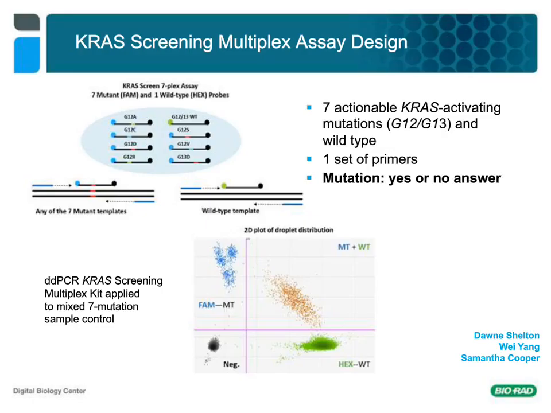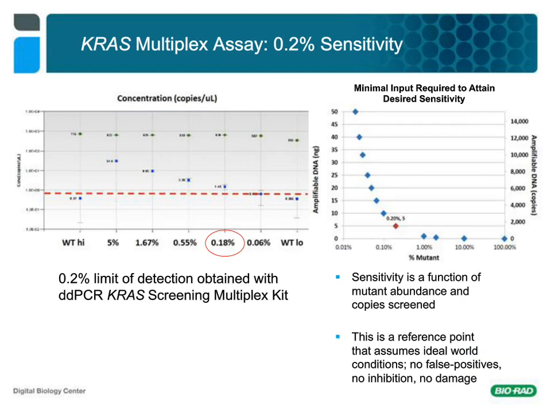The 2D plot shows an example of a positive control of this screening assay being used on a 7-mutation mixed positive control DNA sample. This assay is merely a screening assay, so it is a mutation yes or a mutation no. This concentration plot, shown with G12D, represents the validation data for the KRAS multiplex assay.